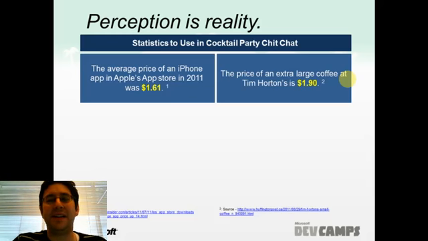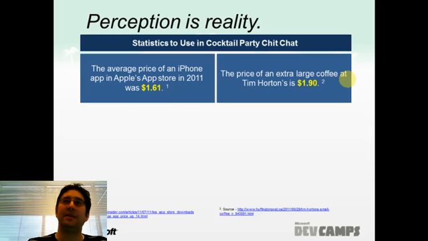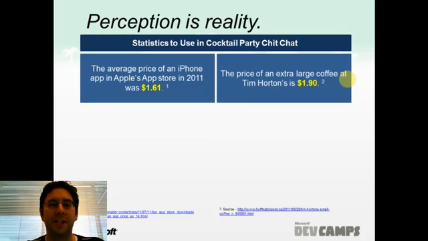Here's some ideas that you can actually use. So the average price for an iPhone app in the App Store in 2011 was $1.61, and that includes the price of the app, the charge that Apple puts on the app, as well as credit card fees and stuff like that for actually doing the transaction. It ends up being roughly around $1.61. It's probably gone up a little bit in 2012, but this is the information that I had.